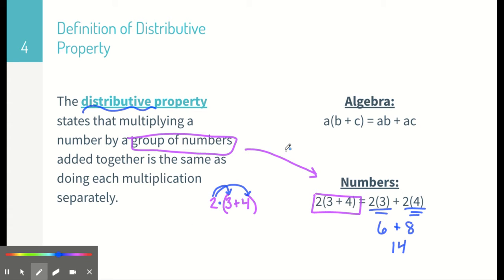All this is showing you up here in the algebra example. Algebra is just when you start to include variables or letters that represent numbers. So they're just showing you if you took A times a group of numbers B plus C, you could distribute the A to get A times B, distribute the A to the C to get A times C, and you still are going to add those two amounts together, so AB plus AC.